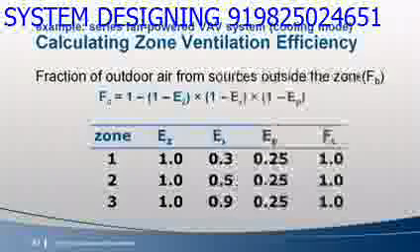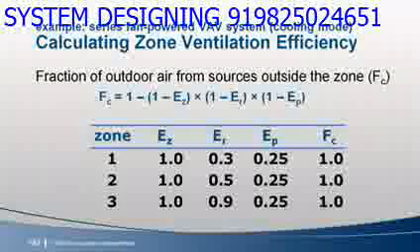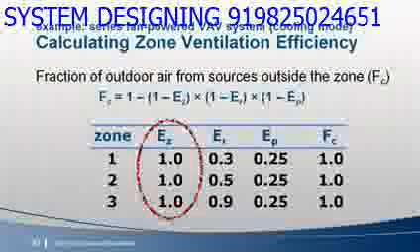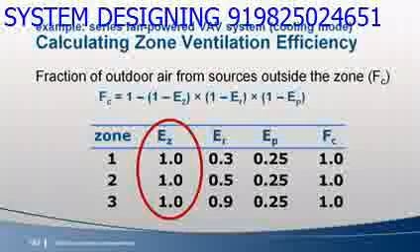The last term, F sub c, is the fraction of outdoor air that comes from sources outside the zone, not recirculated from within the zone itself. This accounts for any outdoor air that bypasses the breathing zone when zone air distribution effectiveness is less than 1. For our example, during the cooling mode, zone air distribution effectiveness is 1 since the diffusers and return grills are both installed in the ceiling. With an E sub z of 1, F sub c ends up equaling 1 for all 3 zones.